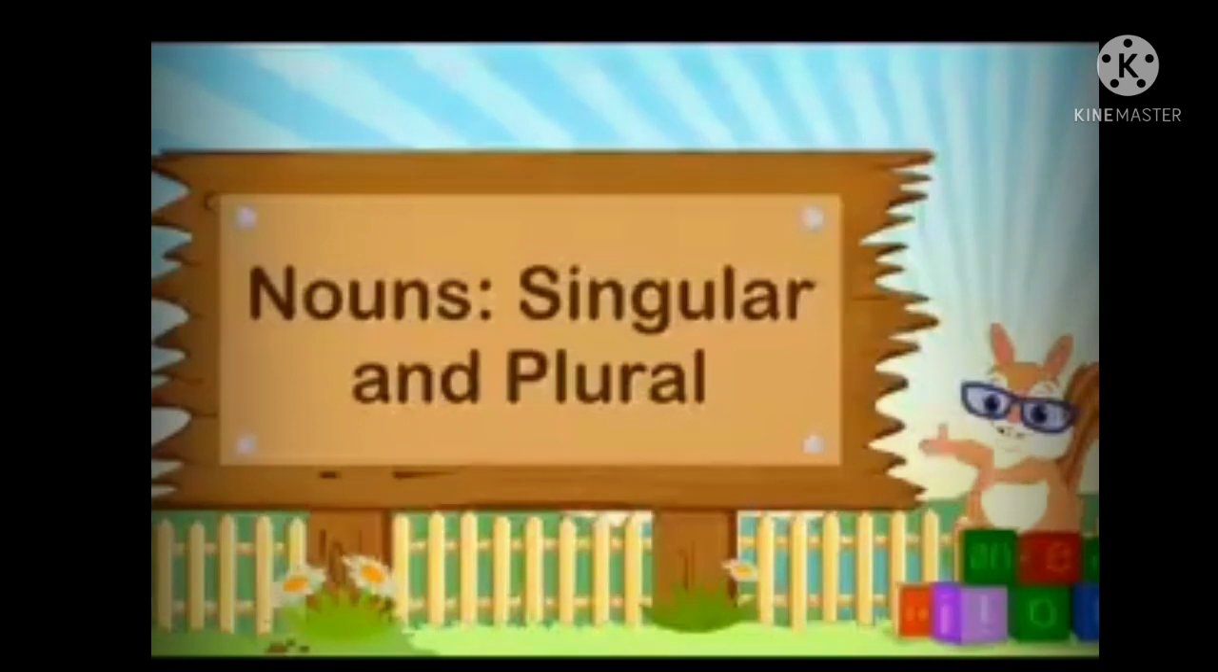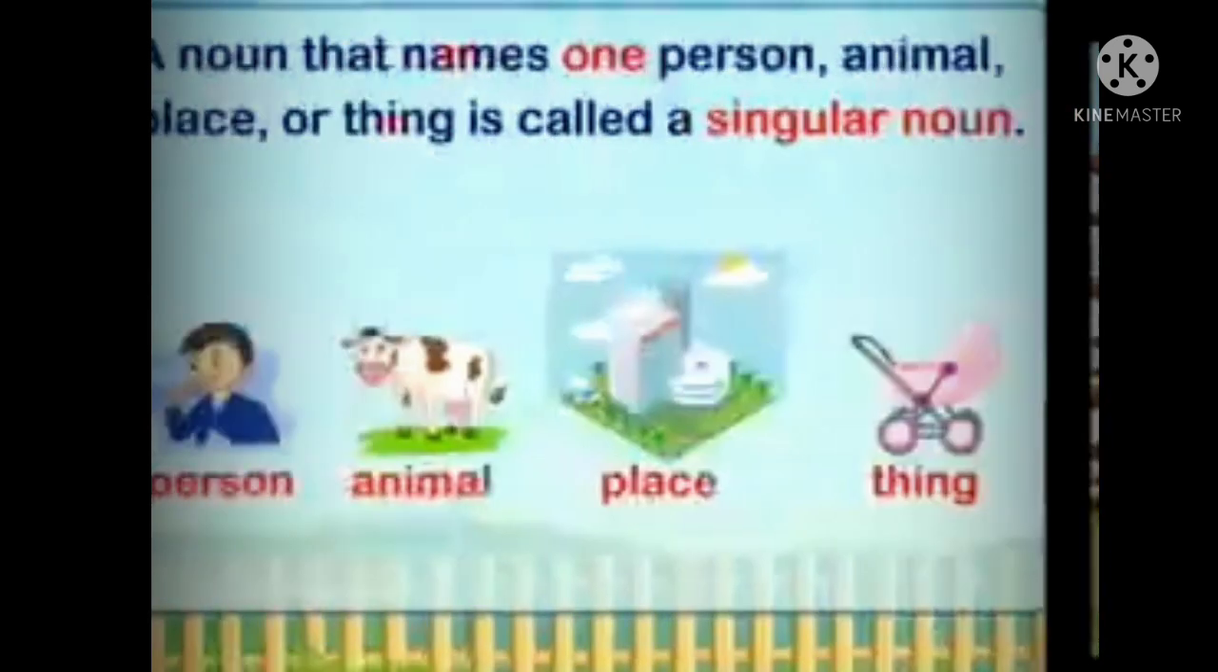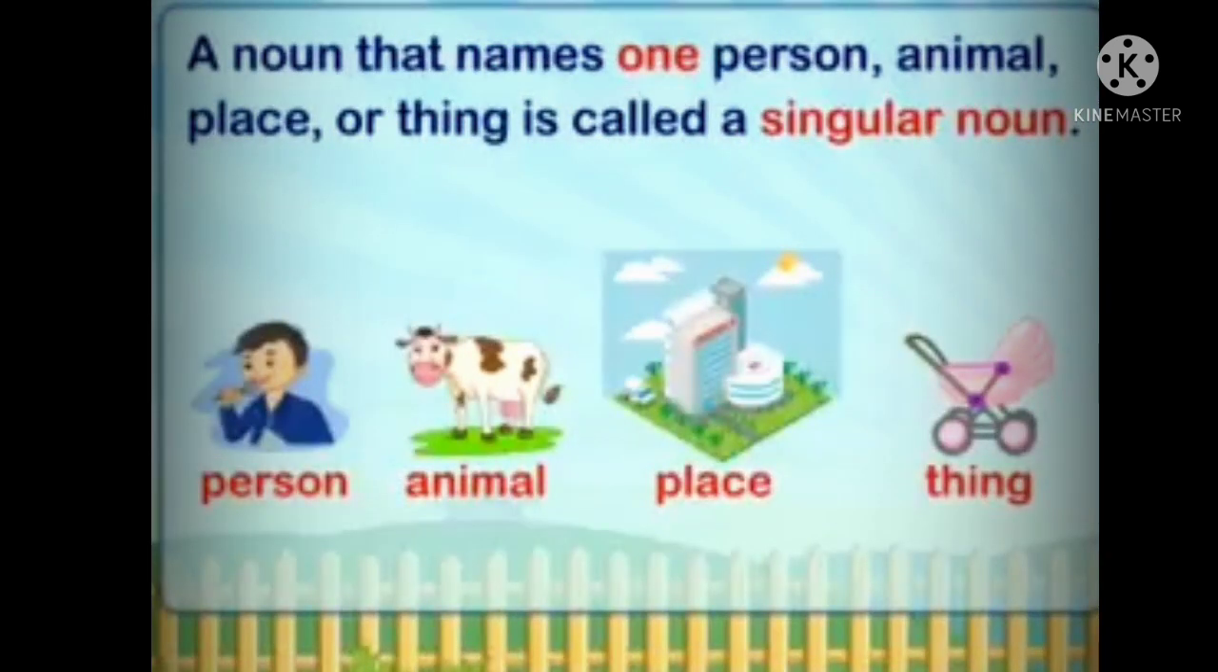Today we will learn about one and more than one, or we can say singular or plural nouns. Now tell me, do you know what a singular noun is? When we talk about one person, animal, place or thing, that is called a singular noun, or we can say that a noun that names one person, animal, place or thing is called a singular noun.